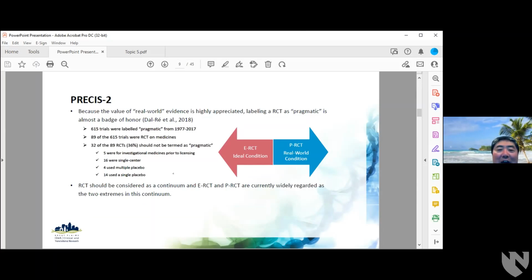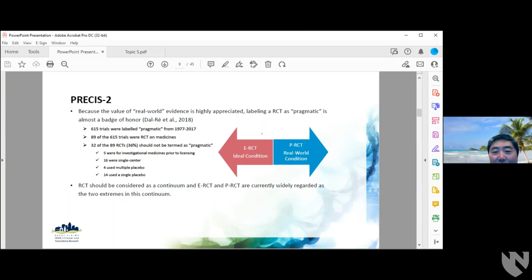Again, let me clarify. I want to focus on RCT, randomized clinical trial. There are two types. I elaborated two extremes, one is ERCT, one is PRCT, but it's a continuum. A whole study is not so easily called absolutely ERCT or absolutely PRCT. Sometimes it's somewhere in between.